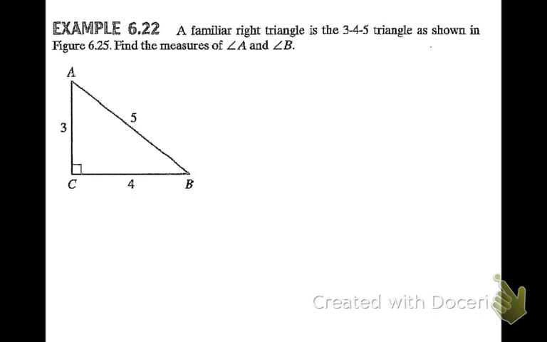So an example. We have a familiar right triangle, a 3, 4, 5, as shown. Find the measures of angle A and angle B. Okay. So let's take angle A. The sine of A would equal what ratio? What would the sine of A equal, Abby? Yeah, so what numbers would that be? 4/5. Yeah, it'd be 4/5.